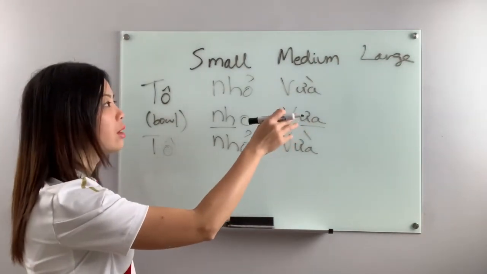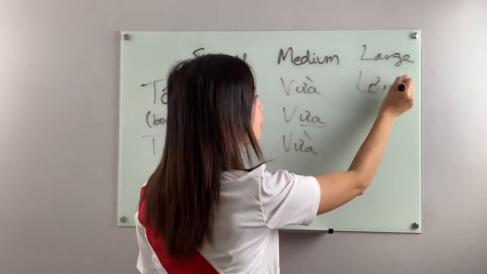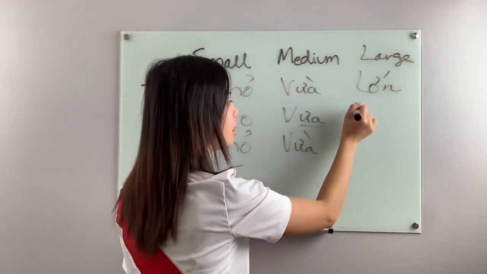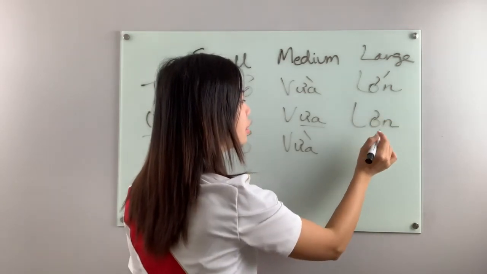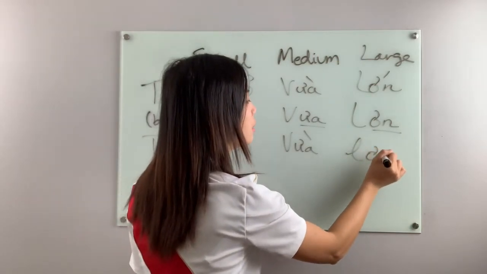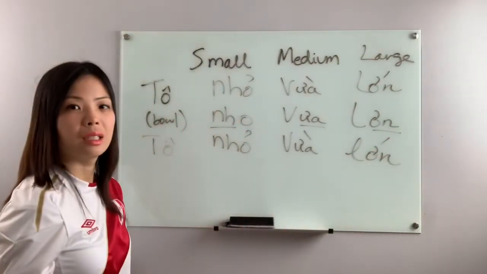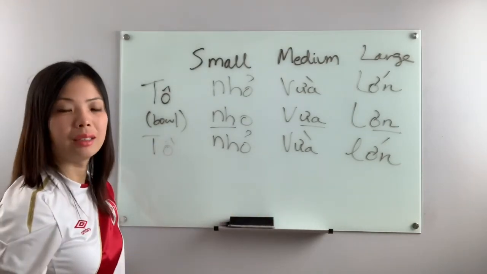And then large is tô lớn. Tô lớn means the large size.